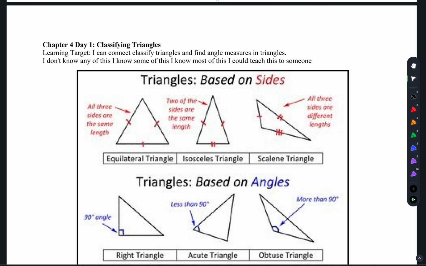We start with Unit 4, Day 1. We're going to talk about classifying triangles. We've got a pretty vocab-heavy lesson today. The work itself, not too terrible. So let's just get through it.